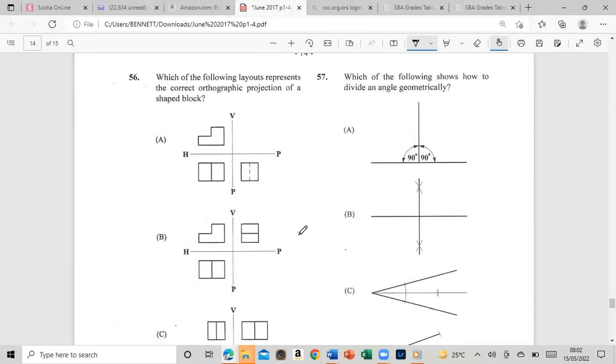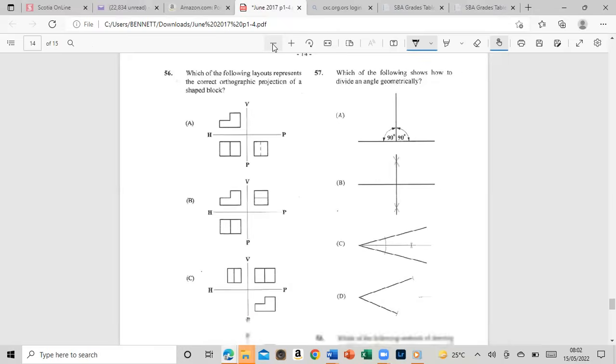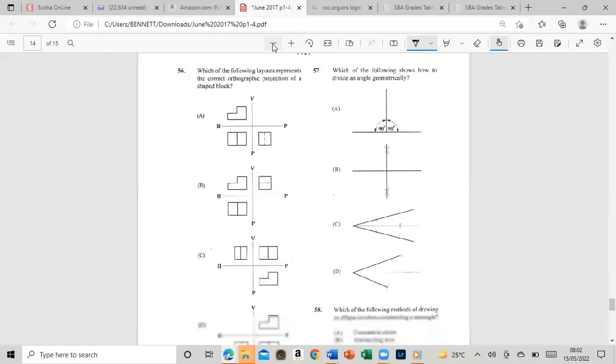All right, item 56 refers to the layout representing the correct orthographic projection of a shaped block. So let's show all of it at once. So let's small it up again. Hope you guys can see everything. All right, what do you guys say about this? Which of the following layouts presents the correct orthographic projection of a shaped block? And that would be this one right here. So that's B.